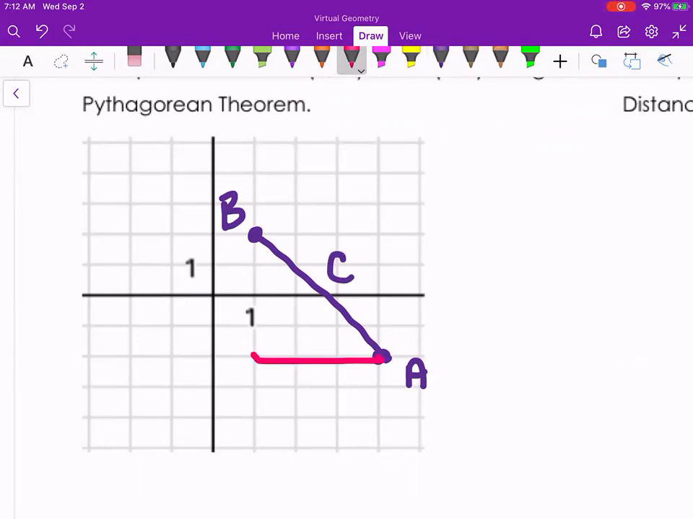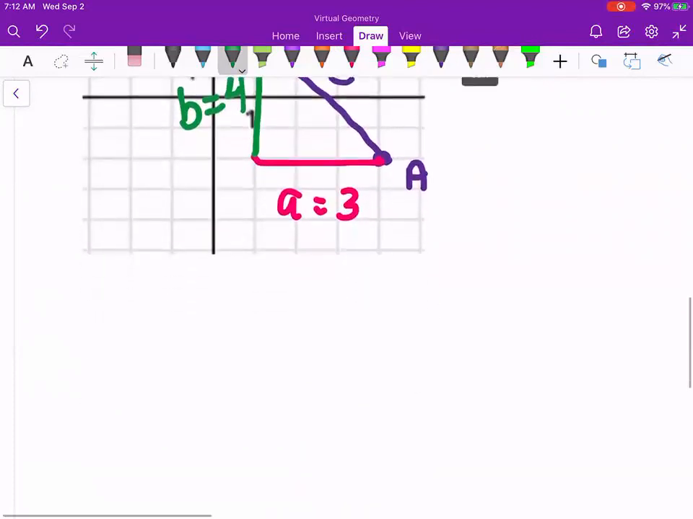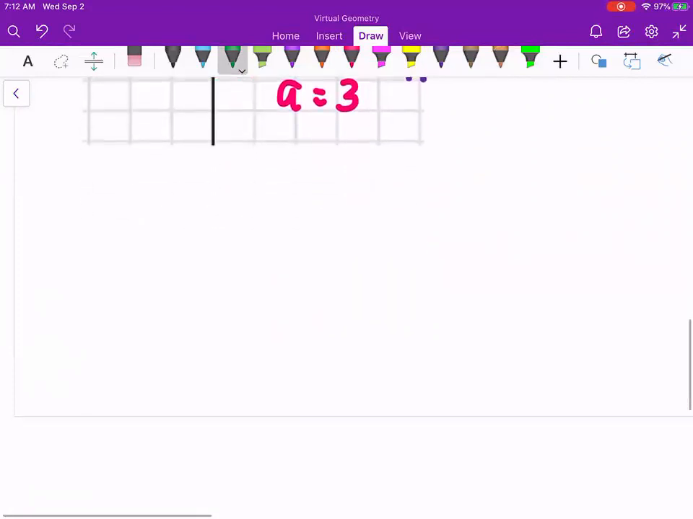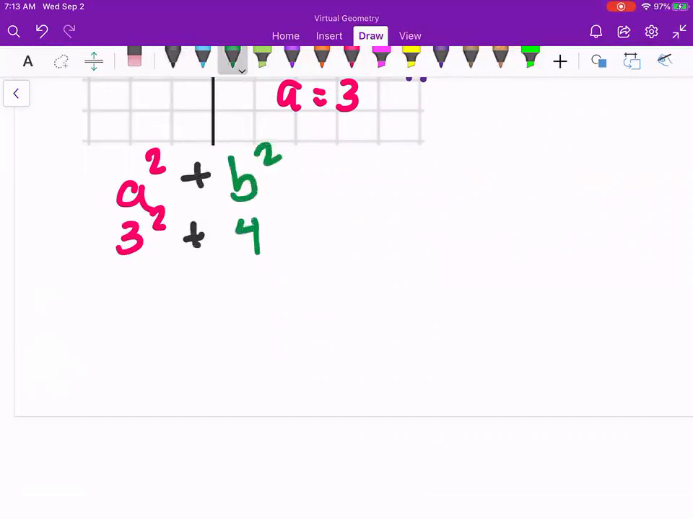So here's my flat side, my A, and it's going across 3 squares. So A is a length of 3. My B side is vertical, going across 4 squares. So my B is a 4. So let's see what we get when we plug these 3 numbers into our formula. First thing I need, A squared, so 3 squared. We're going to add to that B squared, which was a 4, so 4 squared. And it's supposed to equal C squared, and that's what I've got to figure out. So let's do the math and see what we get.